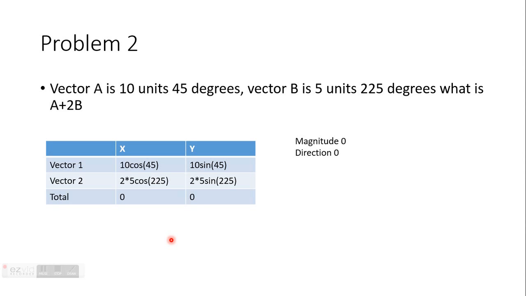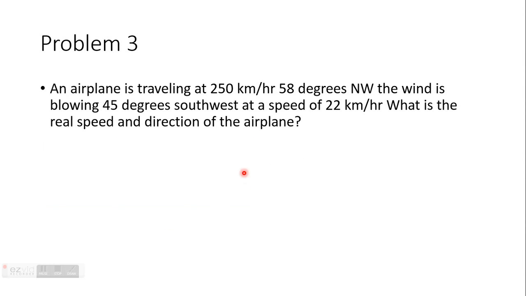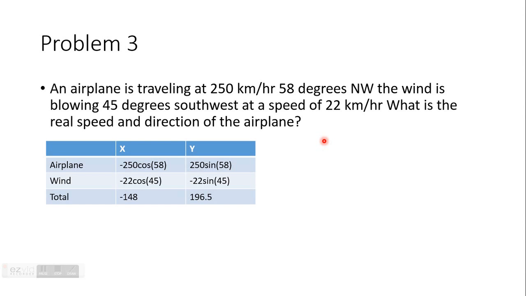Problem 3. An airplane is traveling at 250 kilometers per hour, 58 degrees northwest, and the wind is blowing at 45 degrees southwest at a speed of 22 kilometers per hour. And our question is, what is the real speed and direction of the airplane? And so we decompose it into vectors, like shown. There's our x and y components.